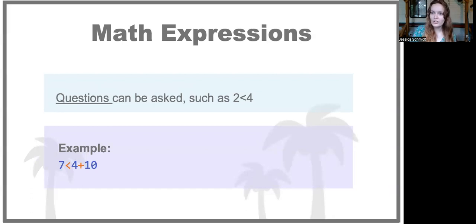We can also ask logical questions of R, like, is 2 less than 4? In the example below, we're asking, is 7 less than 4 + 10? So again, using our order of operations, R is calculating 4 + 10 first, 14. Is 7 less than 14? Very nice. This little less than sign here is called a Boolean, or a logical operator.